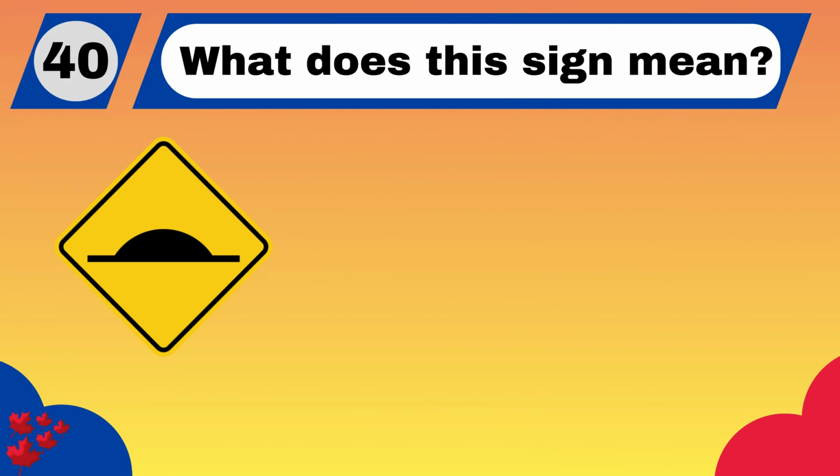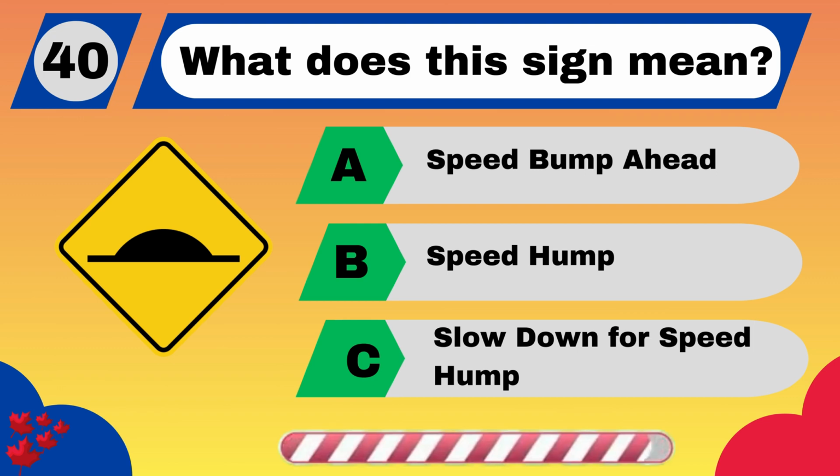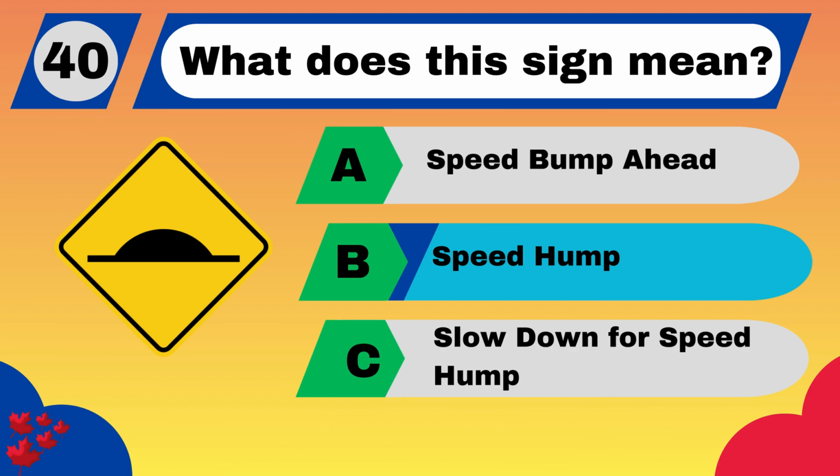Question 40. What does this road sign mean? A. Speed bump, ahead. B. Speed hump. C. Slow down for speed hump. Correct. B. This sign warns of a speed hump ahead.